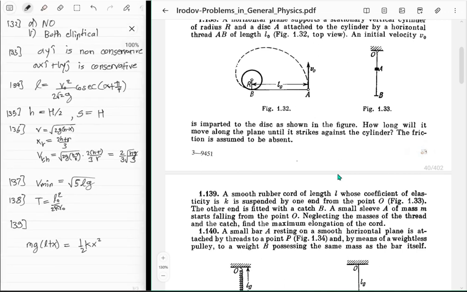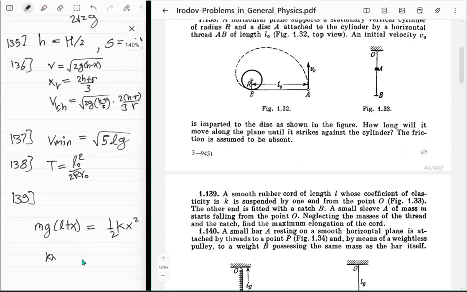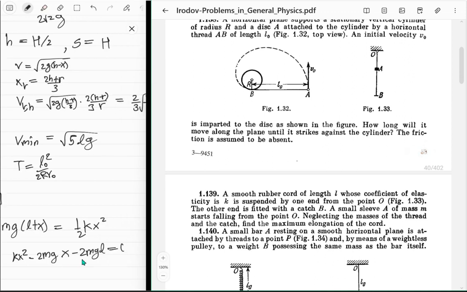This wasn't that bad actually. So we just want the maximum elongation. X is what we are looking for. Oh no, it's a quadratic. Are you serious? Am I supposed to solve this? Fine, let's do it. kx squared minus 2mgx minus 2mgL is equal to 0, right?